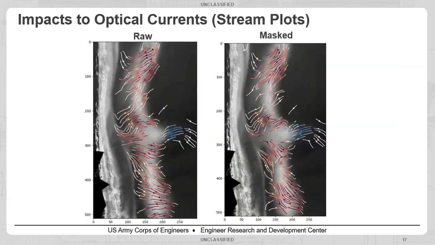If we look at some stream plots for 5-minute averages, we can see where we're having some of these currents going. Again, raw is on the left, mask is on the right. Some things that should be pointed out right here: we see the onshore propagation on both sides. That's the red vectors right there. And the offshore movement is the blue.